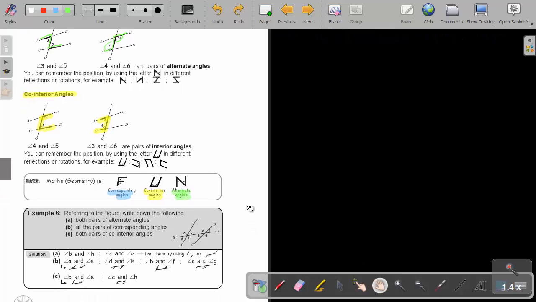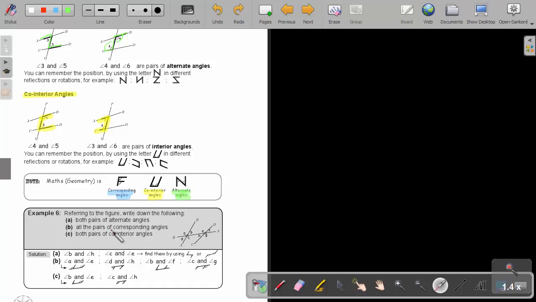I'm just going to move it up. So refer to the figure, write down the following: both pairs of alternate angles. Now, can you remember alternate angles? It's that Z. So it will be B and H. Look at that Z there. So it will be C and E.